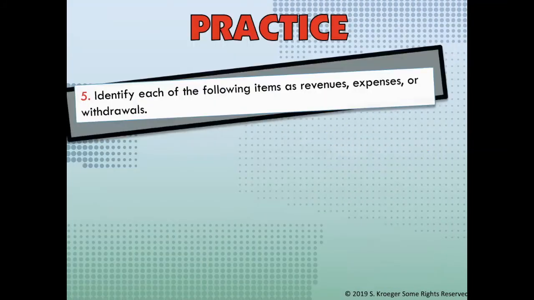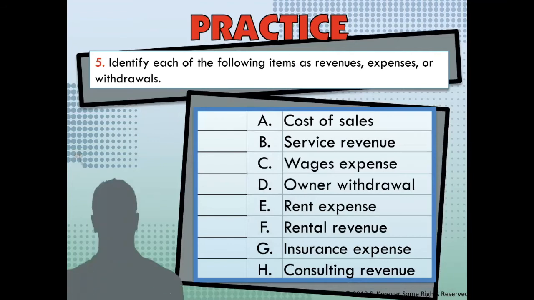Next, we have number 5 on the classwork. Identify each of the following items as either a revenue, an expense, or a withdrawal. You should pause this now and try this on your own first. A, the cost of sales. Remember, this is a cost to us. The cost of making sales, this would be an expense. The rest of these are pretty easy.